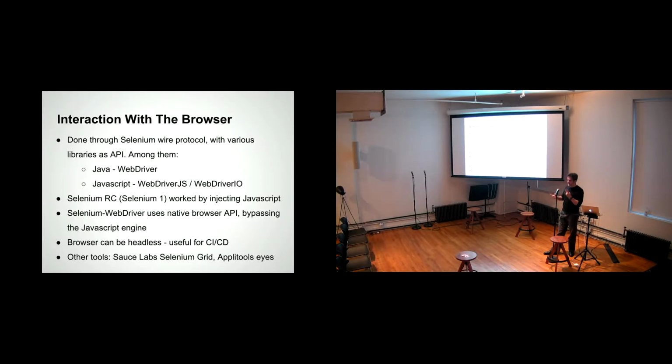Selenium WebDriver is Selenium 2. What it does is actually use the native API of the browser. So it bypasses the JavaScript engine and goes directly to the C++ engine, typically. So the performance is much better. Any idea why the Selenium guys decided that it's probably not a good idea to inject JavaScript? It's slow. Sorry?